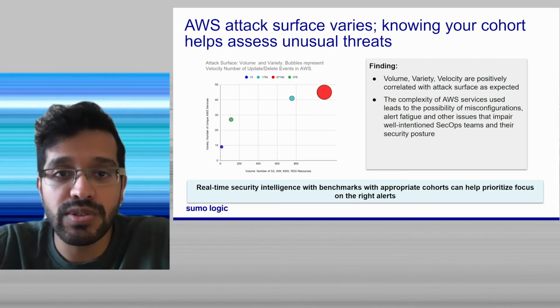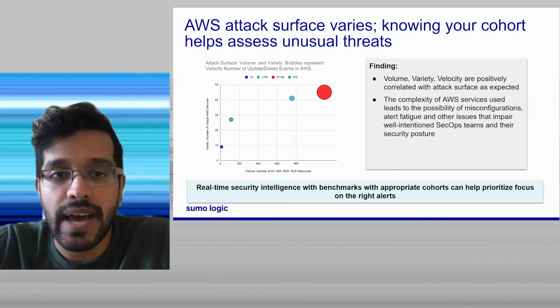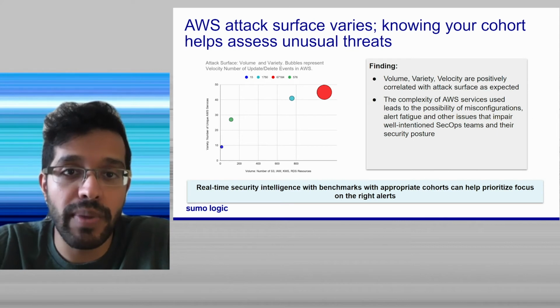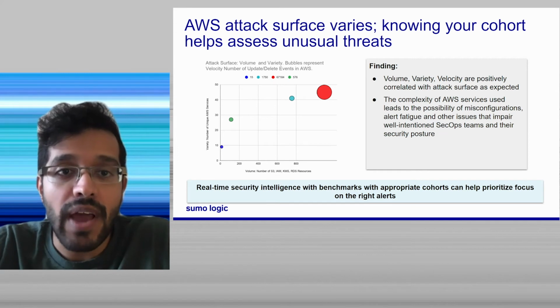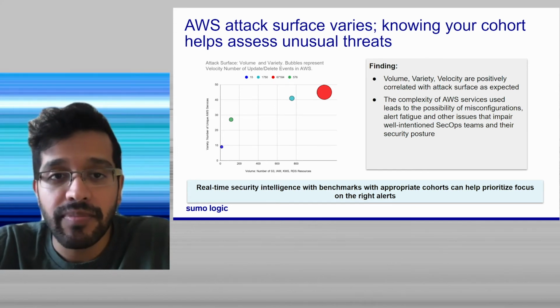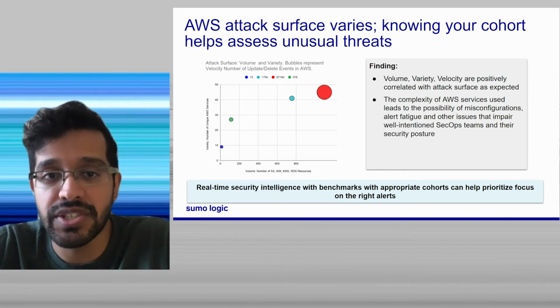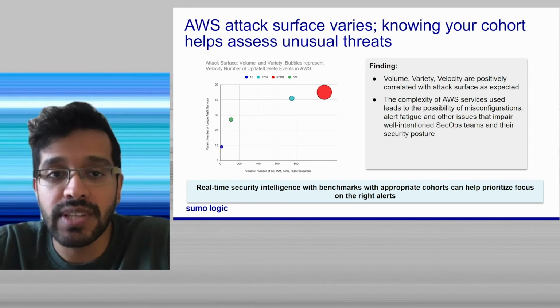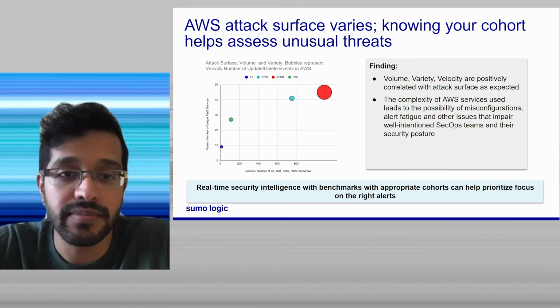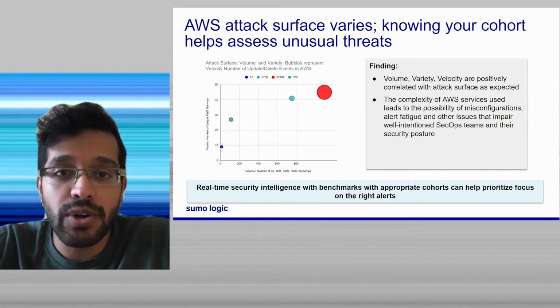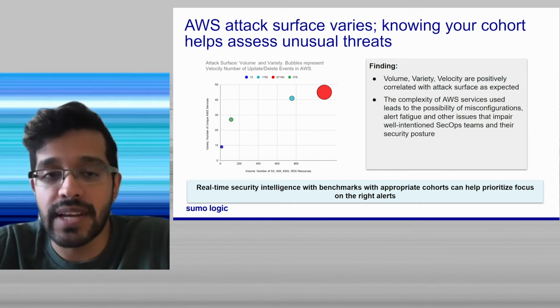Each dimension is expected to correlate with breach risk. Simply put, the more resources you have, the more heterogeneous they are, and the more frequently they change, the greater your attack surface. The key finding here is that when trying to compare your own attack surface, the additional insight you get from not just the global baseline, which is the green bubble here, but the cohort baseline would actually be more apt to compare yourself against. And what this really tells you is that your attack surface also increases the possibility of misconfigurations, alert fatigue, and other issues that could impair well-intentioned SecOps teams. And as a result, you also need to ensure that you have the right alerting tools set up.